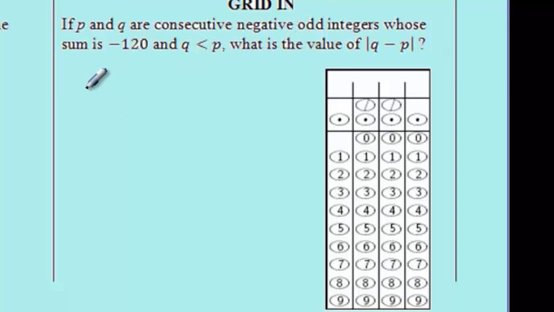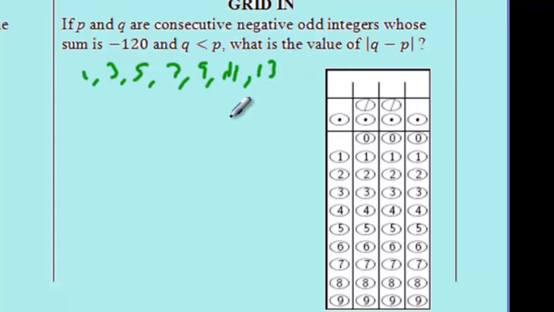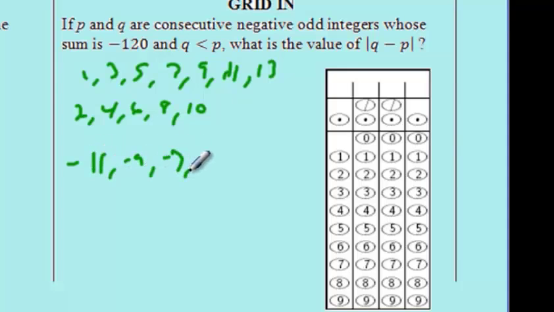So they are something like consecutive odd integers: 1, 3, 5, 7, 9, 11. I'm doing all the odd ones in order. Consecutive even would be 2, 4, 6, 8. Who do we appreciate? But now I want them negative. So let's say I'm going to do something like -11, -9, -7. These are negative consecutive odd integers. So half the battle is just knowing what they're talking about.